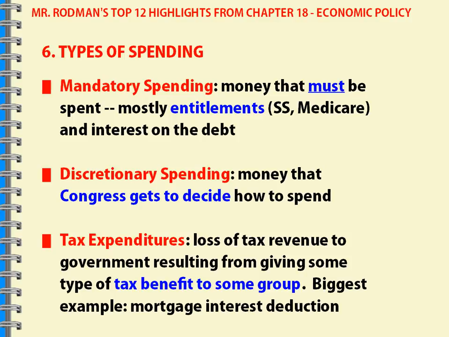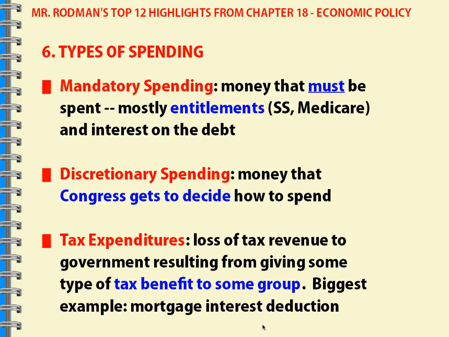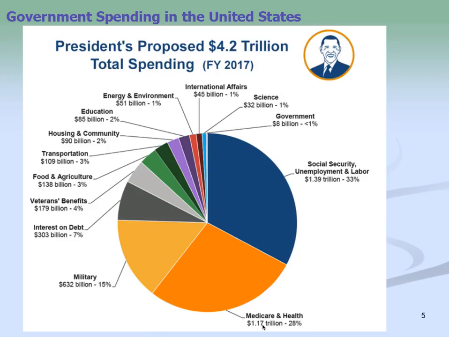It encourages people to go out and buy homes, but it is a loss of tax revenue that needs to be made up somewhere else unless you're going to cut spending to go with it. The $4.2 trillion spending budget, you can see here, Medicare and Social Security eating up 61% of the budget. We have interest on the debt over here at 7%, and essentially 1.1 trillion, 1.4 trillion in Social Security, 1.2 trillion in Medicare, a significant number that's in that non-discretionary or mandatory category that we talked about here, the mandatory spending. So a significant part of that budget.